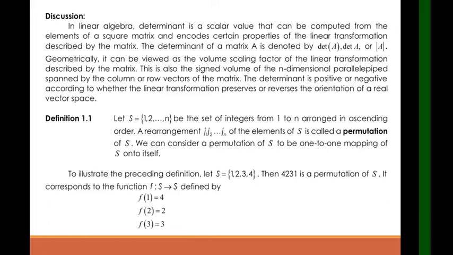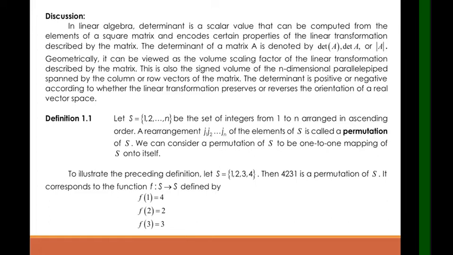The determinant of a matrix A is denoted by det A, or determinant of A, or it can also be the absolute value of A. So these are three different representations of the determinant of a matrix A. Geometrically, it can be viewed as the volume scaling factor of the linear transformation described by the matrix. This is also the signed volume of the n-dimensional parallelepiped spanned by the column or row vectors of the matrix.